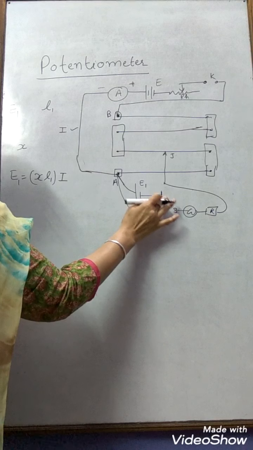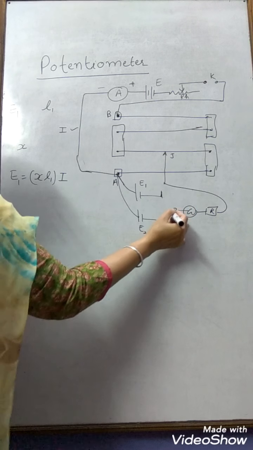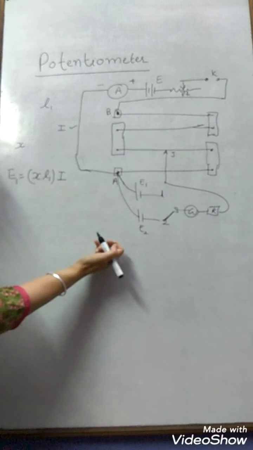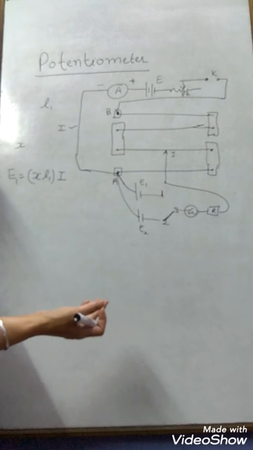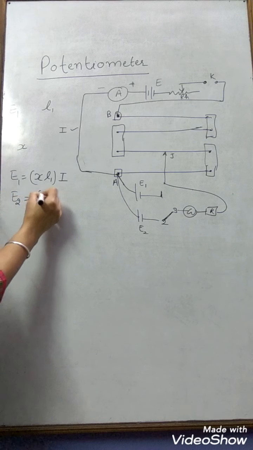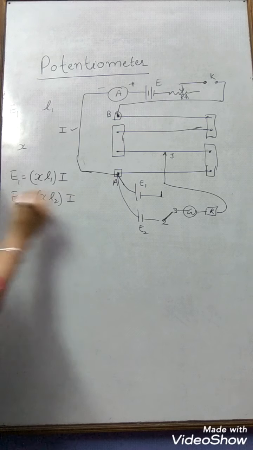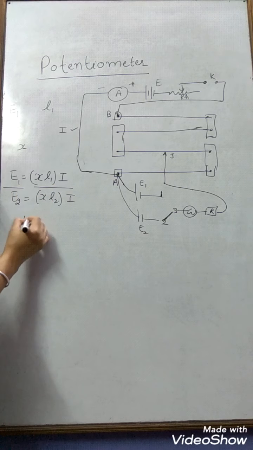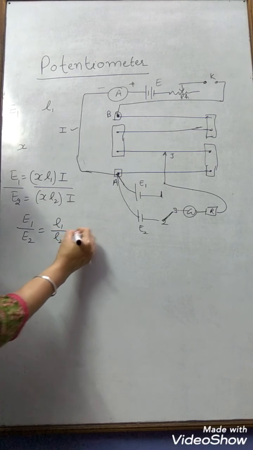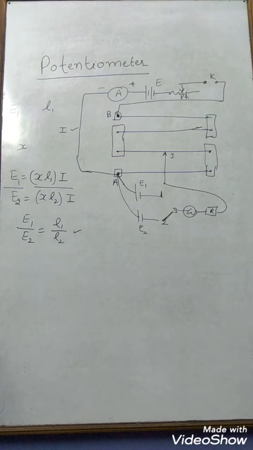Now remove the plug from this and put the plug here to put E2 in the circuit and note its balancing length, where the galvanometer shows zero deflection. Then E2 is XL2I. When we divide, what we get is E1 upon E2 equals L1 upon L2, and here we compare the EMF of two cells. This is also a practical in our syllabus: how the potentiometer is used to compare the EMF of two cells.